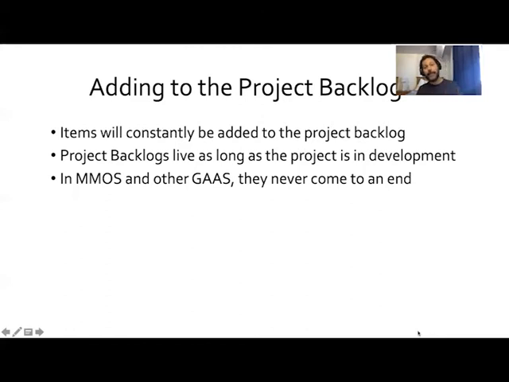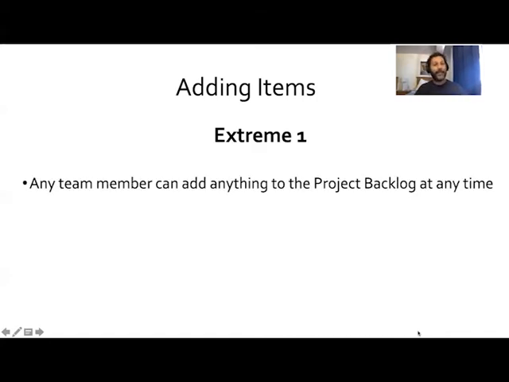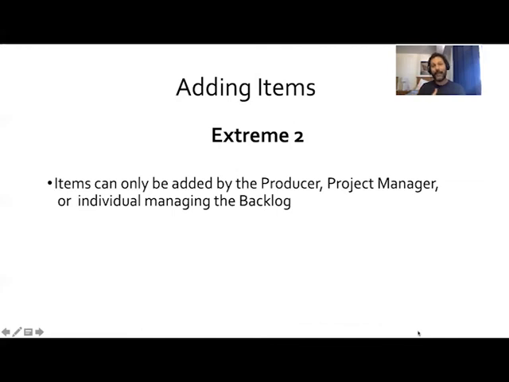But in this case, you are going to have a finite ending, but you still want an opportunity to add things to the backlog, because you are going to find that there are things that you didn't know about your project early on, and you're going to discover them later, and you now want to add those things to the backlog. So when you add items, there are two polar opposites, two extremes that you could have. It could be a free-for-all, where any member of the team can add anything to the backlog at any time. And the other extreme is you have one person who's tasked with adding things to the backlog.